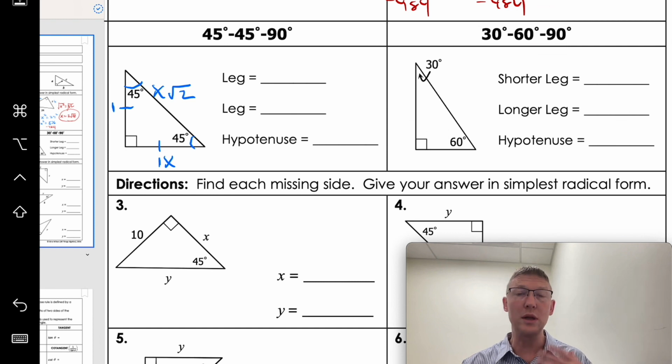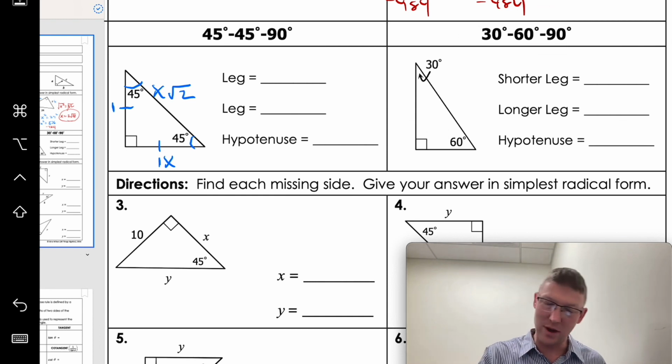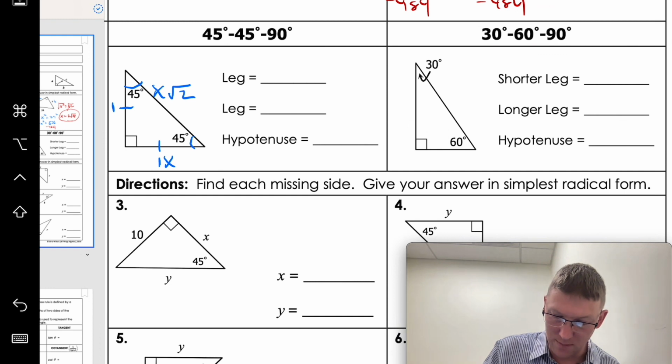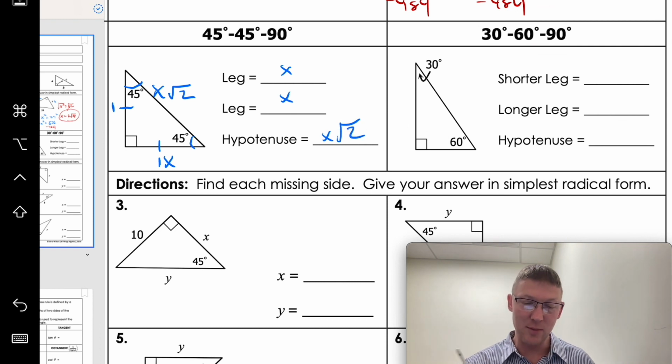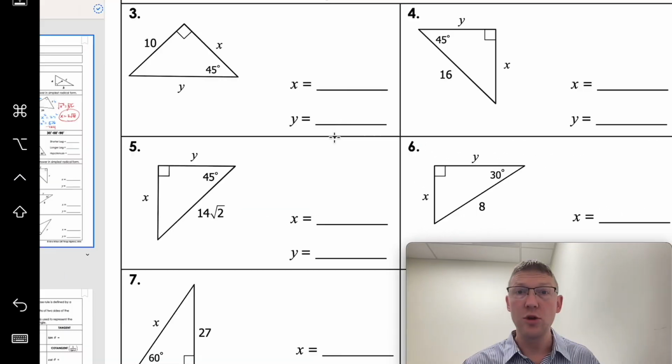So that's a really helpful relationship that you should kind of memorize. It'll help you a lot if you haven't memorized it, but I'm not going to make you memorize it either way. So that means our legs are both going to be x, and our hypotenuse is x square root of 2. So let's try some examples out with the 45, 45, 90, and then I'll show you the other triangle.